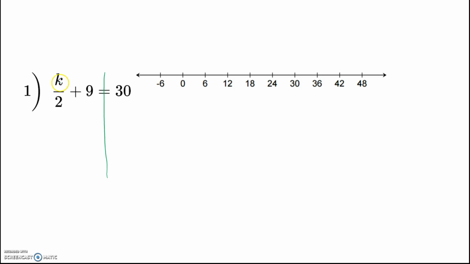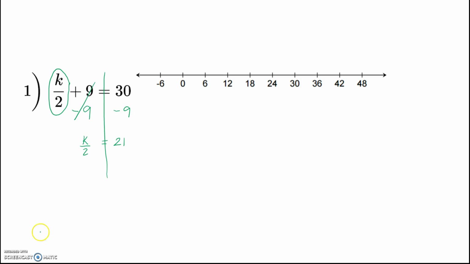And I am trying to get my variable and whatever's stuck to it by itself. So that means I need to get rid of this plus 9. And I'm going to undo adding 9 by subtracting 9 from both sides. So now these are gone and I still have k over 2. And that equals 30 minus 9 is 21.